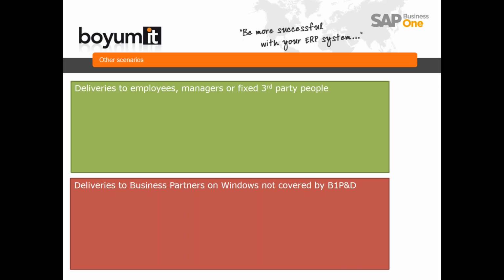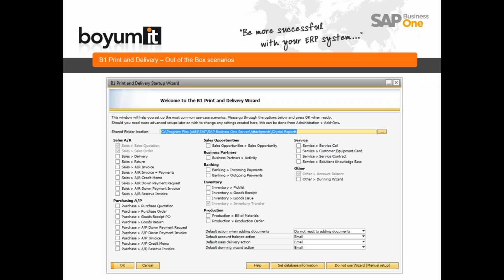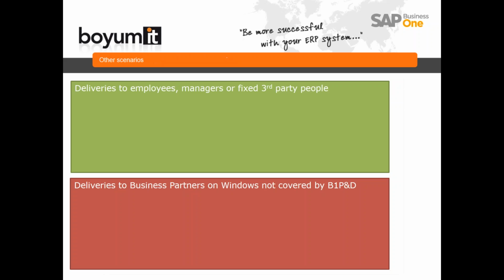The other scenario, which I put in red here, is where we actually want to deliver something to business partners, like invoices and so on, but it's something that's not covered by print delivery. Either it doesn't have a checkbox here, but still is part of SAP, or it's actually an add-on or UDO you have made, and it doesn't have any capabilities of printing itself. So we can enhance that with print delivery.